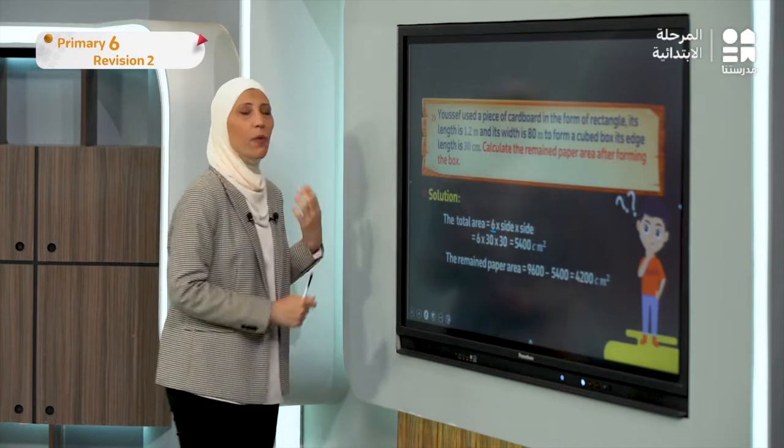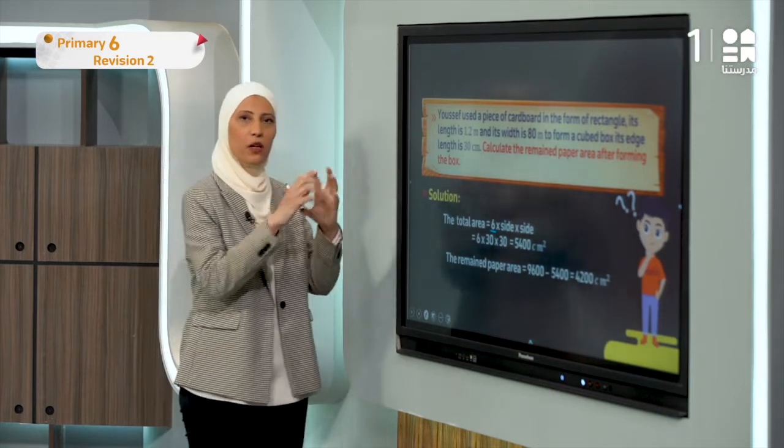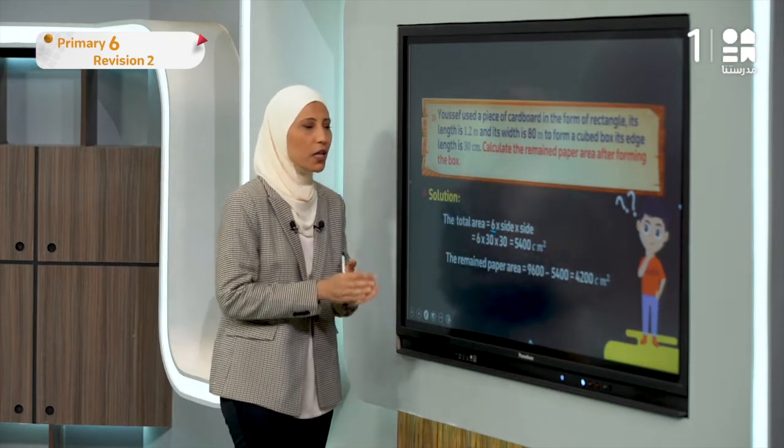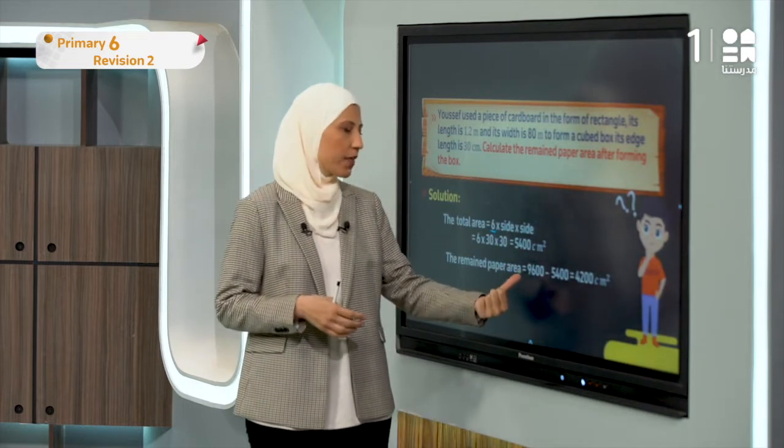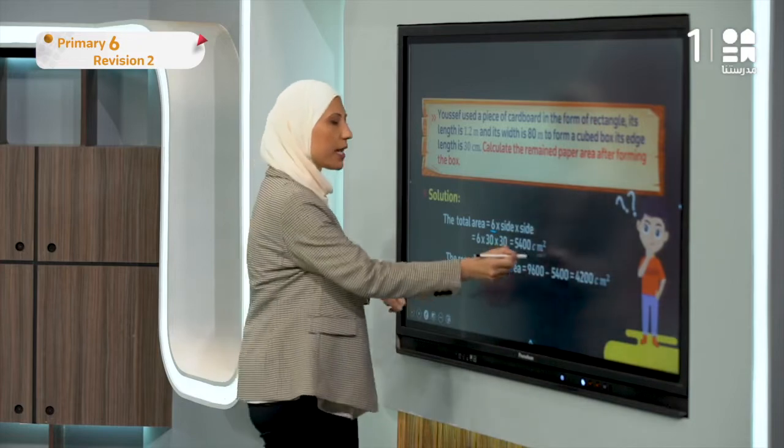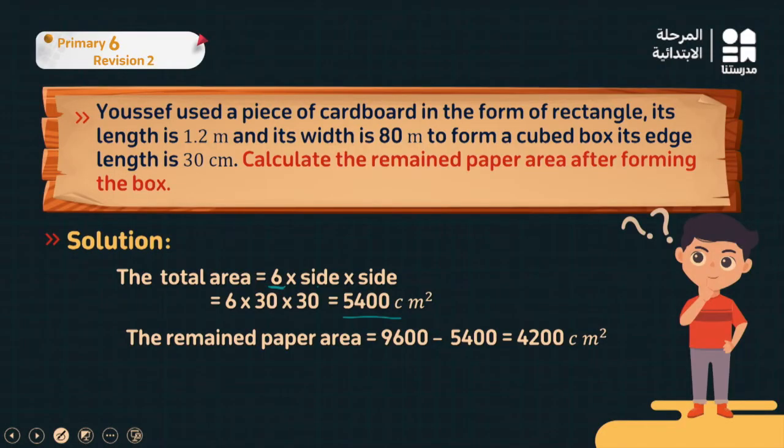So the remaining paper, الاريا بتاعت البيبر اللي فاضله، هعمل التوتال اللي انا جبته اللي هي 9600 ماينس الاريا بتاع التوتال اريا بتاعتي اللي هي 5400، gives me 4200 centimeter square.